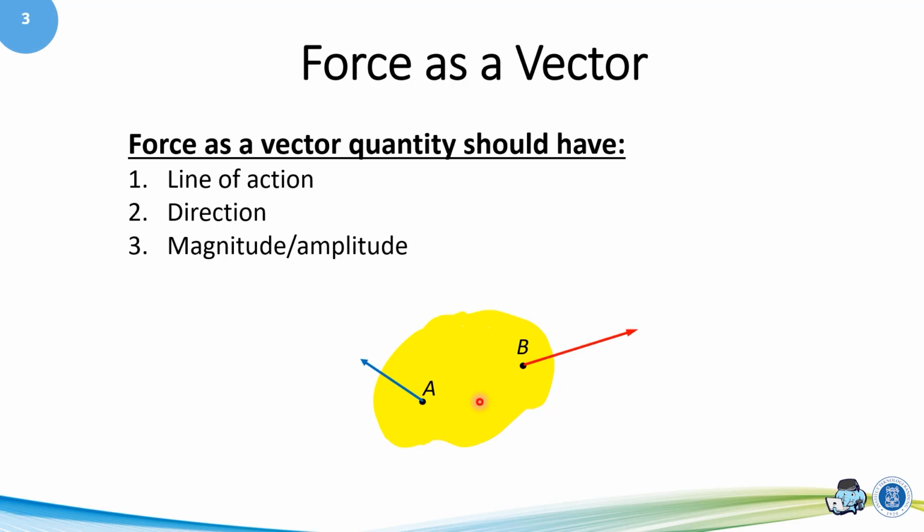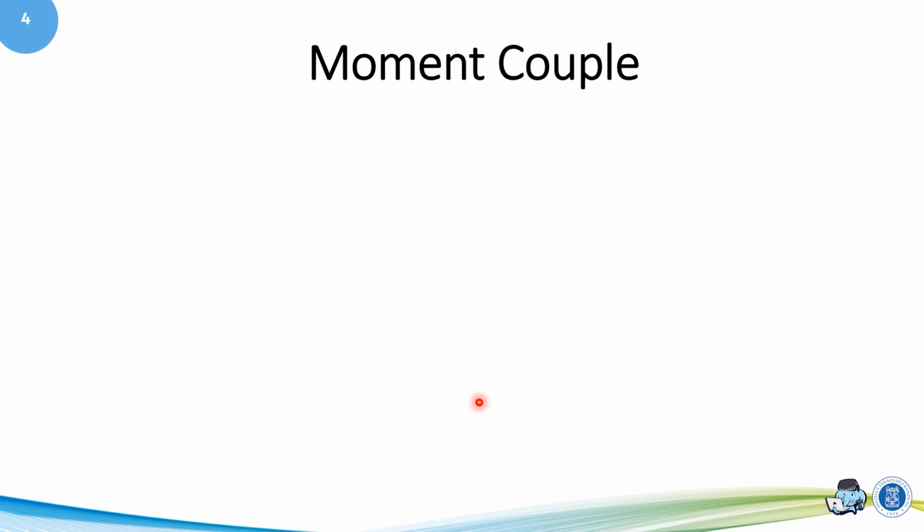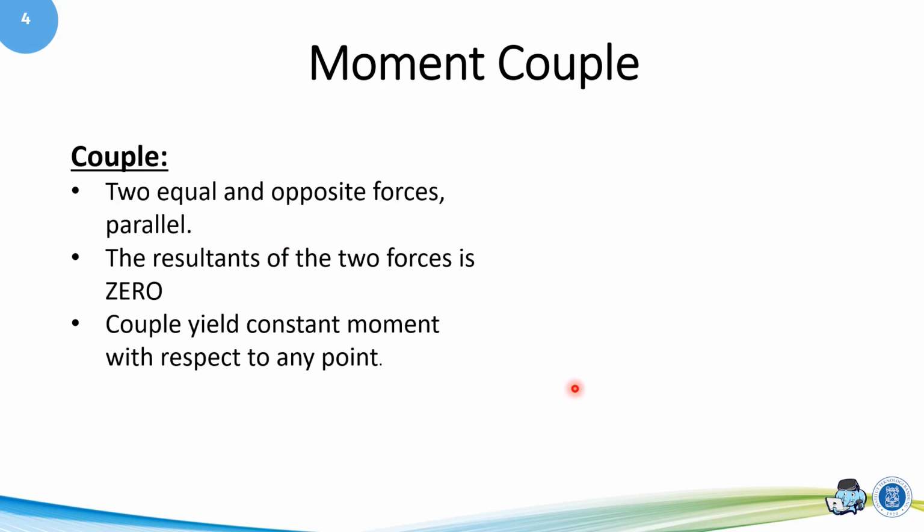And also, the force has a direction. For example, the force acting at point A, the direction is to the left, and the force acting on point B, FB, is to the right. The magnitude of the force can be known from the length of the line. Next is the moment couple. A couple is two parallel forces of equal magnitude and opposite direction, and the resultant of the two forces is 0, and then the couple yields a constant moment with respect to any point.